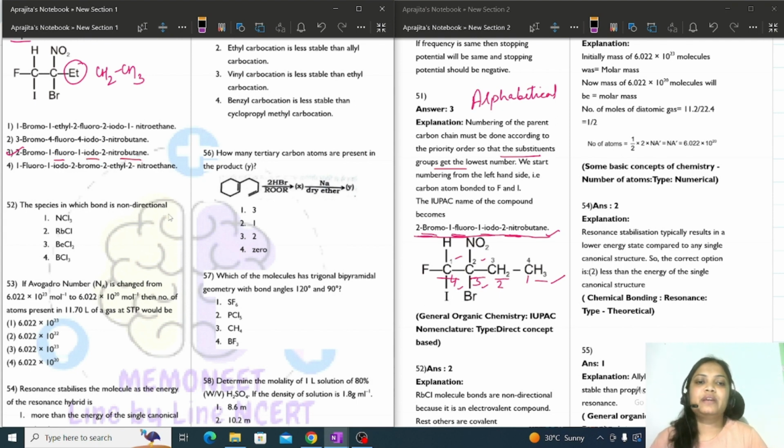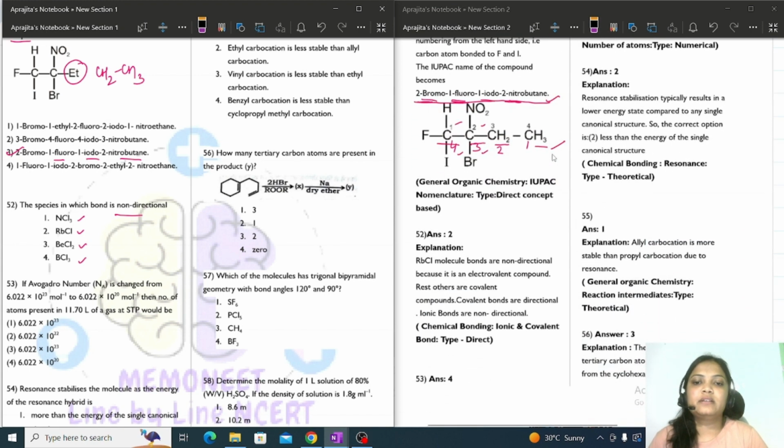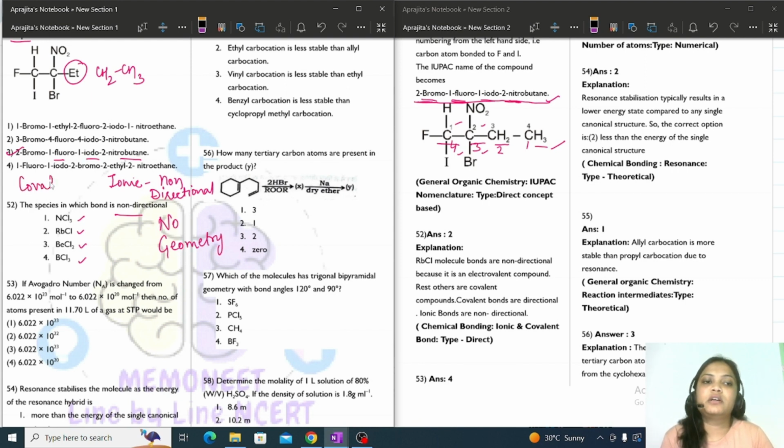Okay, now the next one is the species in which the bond is non-directional is. So we have NCl3, rubidium chloride, BeCl2 and BCl3. Now students, we all know that the ionic compounds, they are non-directional. Non-directional means they have no geometry. Whereas the covalent compounds are having geometry, so they are directional.